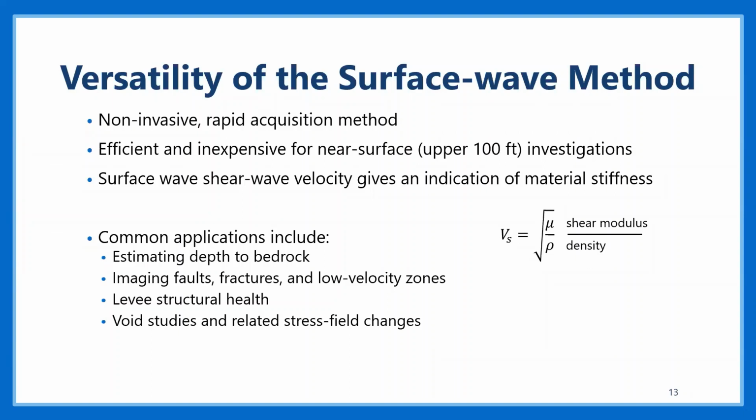And again, you see this equation here where shear wave velocity is related to the shear modulus and density. And fortunately, we believe we can use shear wave velocity to get an indication of material stiffness due to that relationship with shear modulus. In just a couple applications of the surface wave method: estimating depth of bedrock, faults, fractures. Some people use it for better understanding levees. So that's because of that shear modulus. We're looking at changes in the shear modulus, or the changes in the stiffness of the material, and other types of void studies like I'm going to be talking about today.